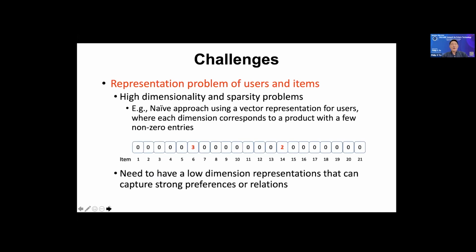The other problem is the representation problem of user or item. For example, if you want to do recommendation on movies, there may be 10,000 movies, so if you use each movie as a dimension and use the user rating as the feature value, then you will see that most of the attribute values are 0, since the user will only provide rating on a small number of movies. So this kind of representation is not very efficient. So we really want to look for a low dimension representation.